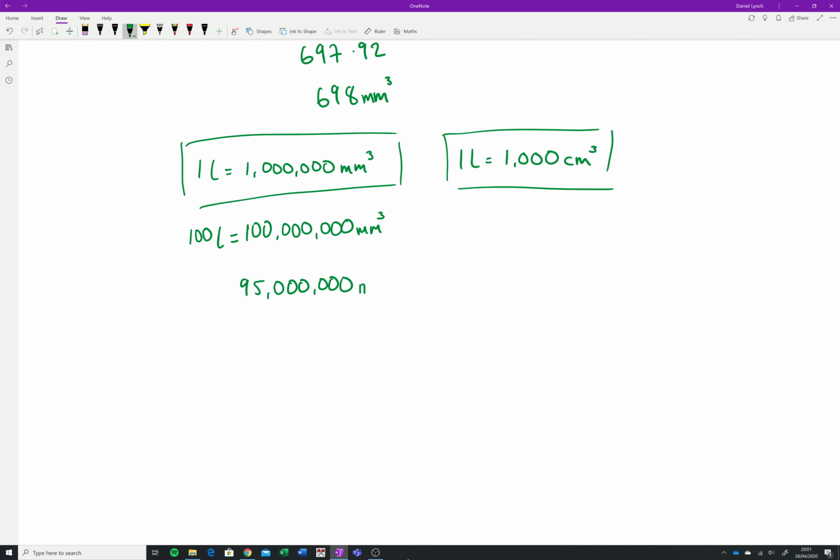We have this many millimeters cubed. Each one of these things here is a capsule. So you want to see how many capsules are in there. So of course, that's just division. Give your answer to 3 significant figures. Is it asking how many full capsules can we get? Yeah, it is. So 95 million divided by 698.